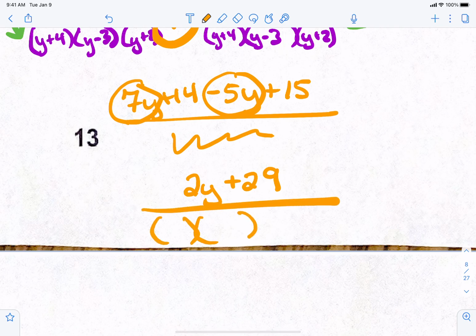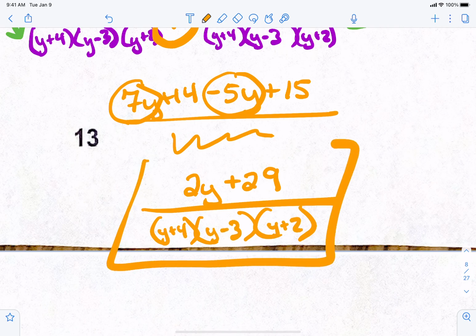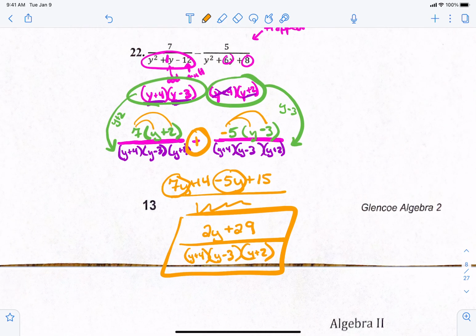Now rewrite your three pieces: y plus 4, y minus 3, y plus 2. Beautiful, all right? Not too hard of a process, right? Just a lot of work. Write your work down and then you'll be fine.